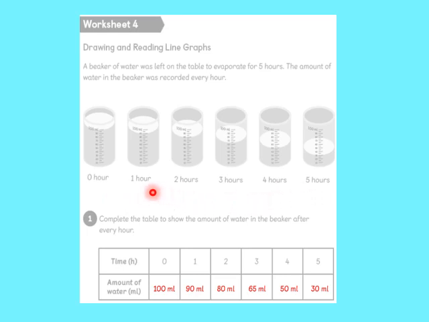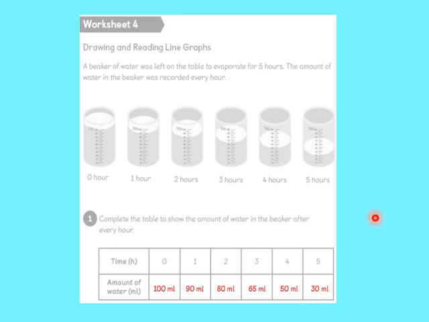Now, I didn't think it was very clear to be able to read what these amounts said, so I have written them in the table for you for the amount of water. So after 0 hours, it was 100 millilitres. After 1 hour, 90 millilitres, and so on. So I've put those answers in for you.